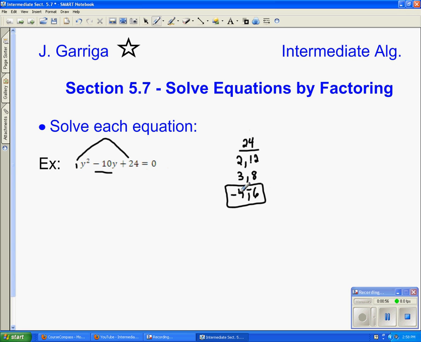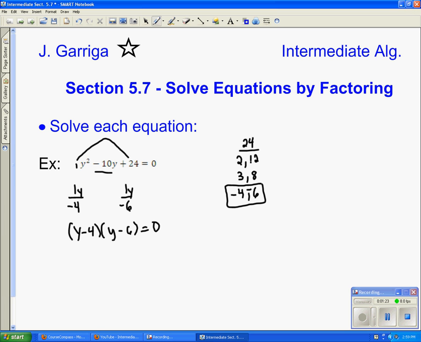So once I have my factors, I take my coefficient, which is a 1, and I split the variable. So I have 1y and 1y, put over my first factor, which is negative 4, and my second factor, which was negative 6. Simplify, which doesn't, so I get y minus 4. And my other factor is going to be y minus 6. Set that equal to 0.